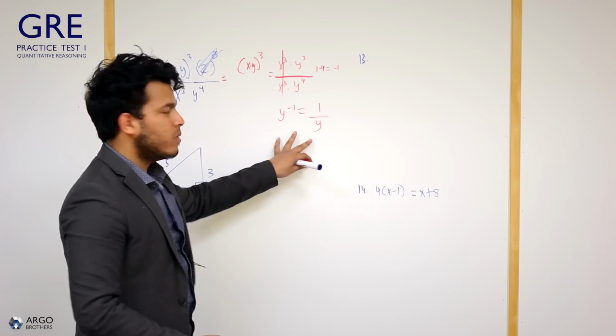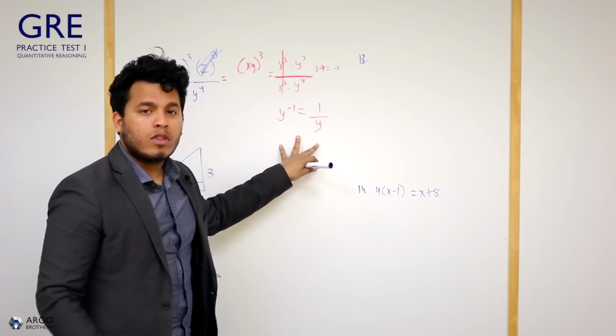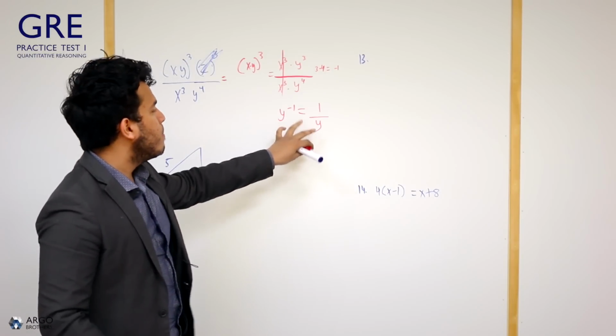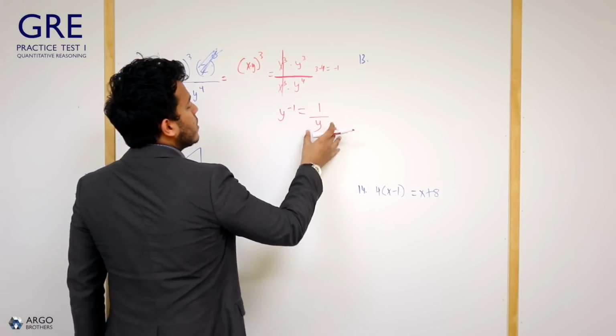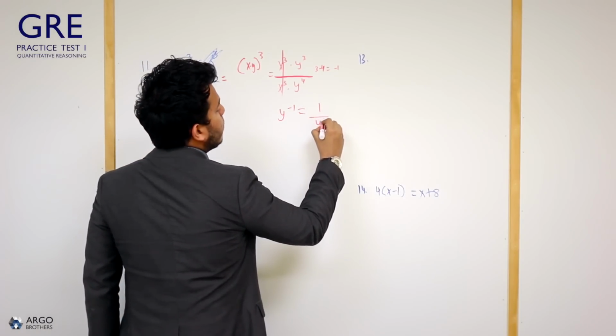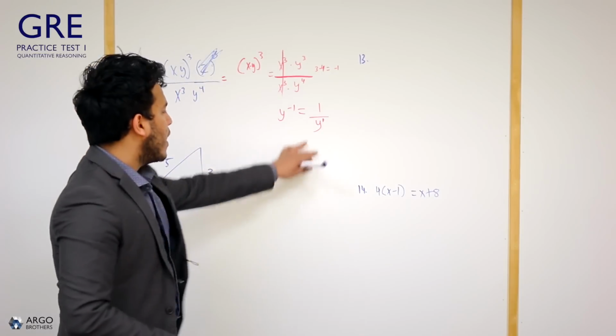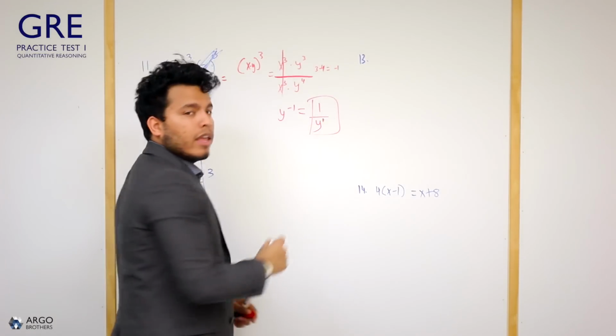Make sure you know the laws of exponents, right? Go back to the math manual, the math primer, and make sure you know how to do this, okay? Y to the -1 power is the same as 1 over y to the +1 power. So the answer is just 1 over y.